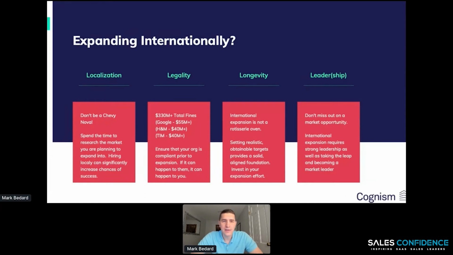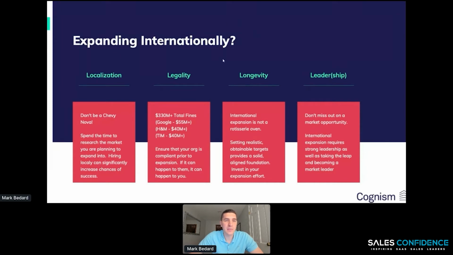Obviously, you could write a thesis on expanding internationally or global expansion. We're not looking to cover that. Really, just a couple of reminders that I want everyone to think about. We've got a lot of sales folks on the call, but this is also for anyone in go-to-market, so marketers as well. And I've broken it down into localization, legality, longevity, and leadership.